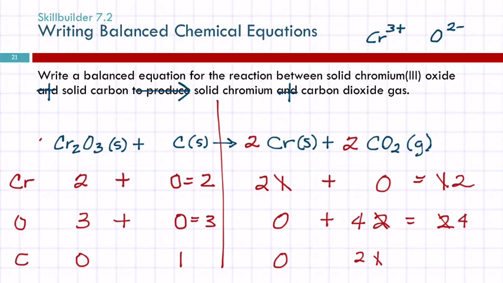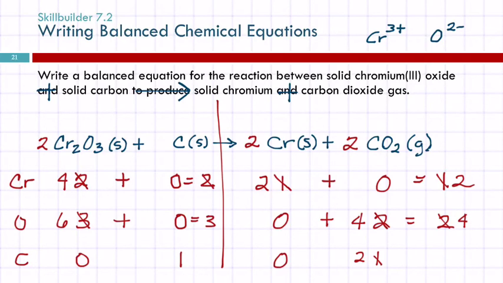Well, what if I put a 2 here? Add another one of those. Okay, that's going to change several things, right? That's going to change the number of chromiums. Now how many chromiums do I have in there? 4, because I have 2 of these molecules. So now I have 4 chromiums, and how many oxygens? 6. Does it change the number of carbons? No.